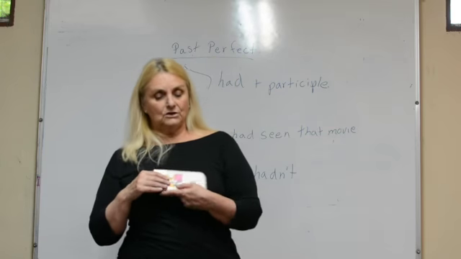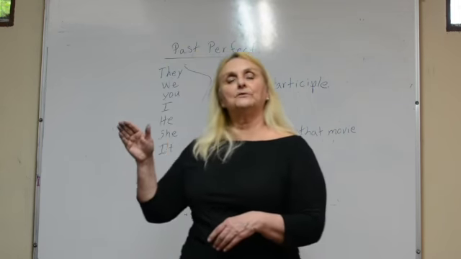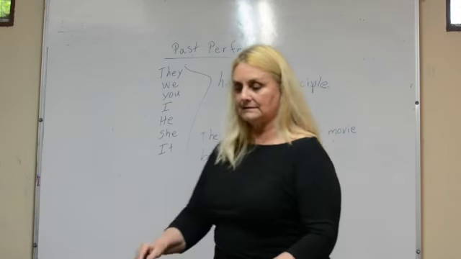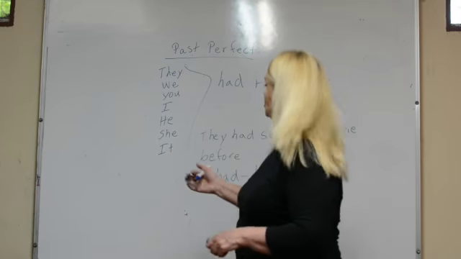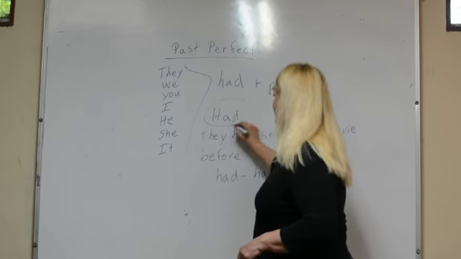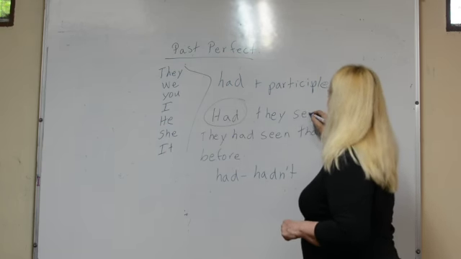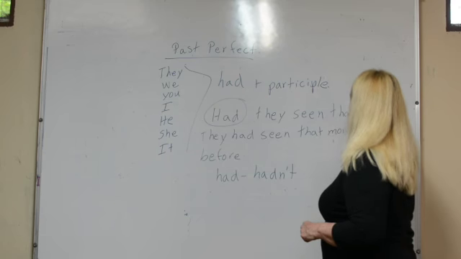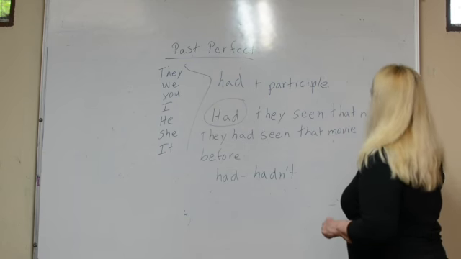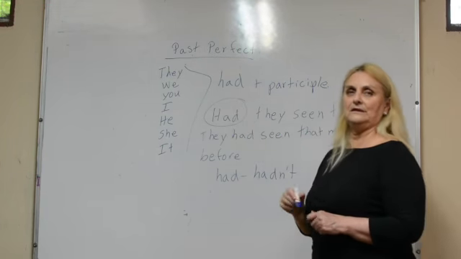All right? So this is past perfect. Had plus the verb in the participle. The negative would be hadn't. And if we write a question, we would say had. We put had in the beginning. Had they seen that movie? Yes or no? This is for question. We put had in the beginning.